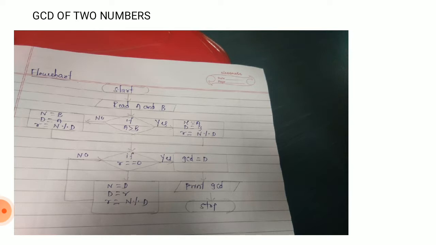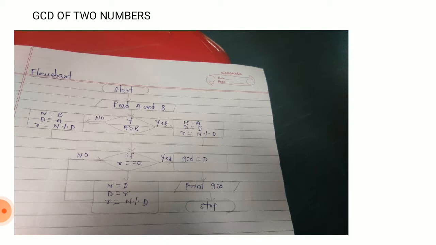Now coming back to the first condition. Initially, if the condition is false, that is a is not greater than b, the no part will be executed. So here n is equal to b, d is equal to a, meaning the numerator is equal to the second number and the denominator is equal to the first number. And again you are processing the same thing, that is finding the remainder, r is equal to n mod d.